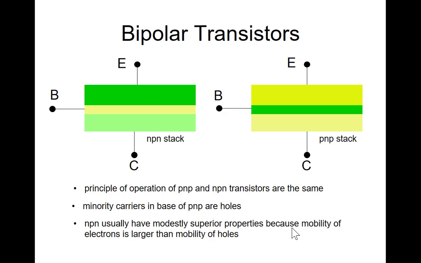If you look at the performance of an NPN and a PNP transistor, everything else being the same, the performance of the NPN transistor is usually modestly better than that of the PNP transistor, primarily because the mobility of the electrons is higher than the mobility of the holes. Similar thing we observed for MOS devices.